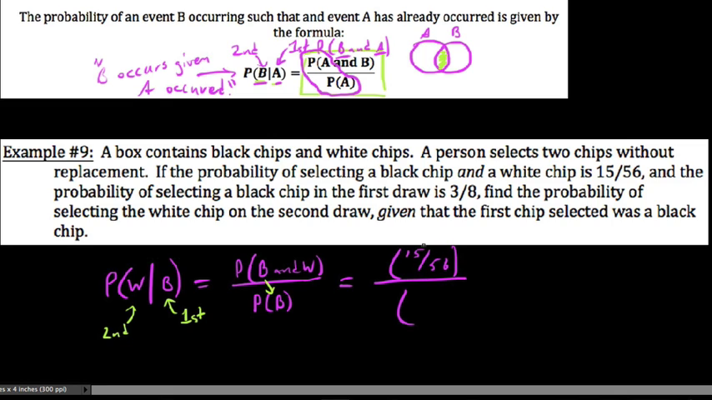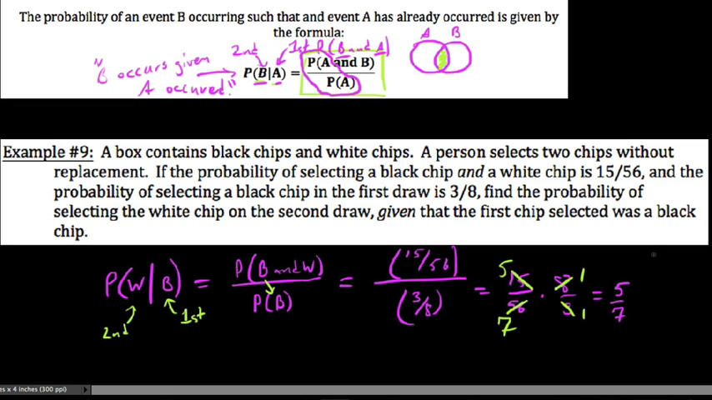On the bottom, we say, well, black on the first draw, probability black. Okay, we get 3 out of 8. Whenever you divide with fractions, of course, we're going to end up multiplying by the reciprocal of the thing we were dividing by. So we say 8/3. So this set of fractions here reduces nicely. We have 1 and 5. We have 8 goes into itself once and into 56 7 times. So you end up with 5/7 is our probability.